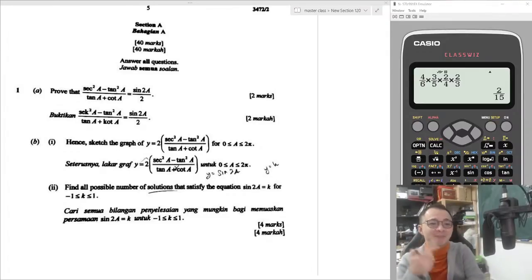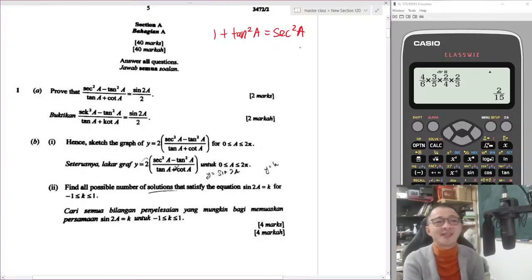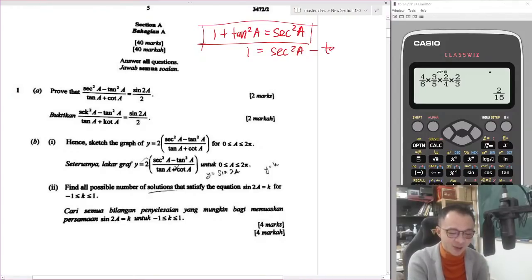Let's begin with the first one. In order to solve it, you need to know one formula: 1 plus tangent square A equals secant square A. This formula is given, even though this paper doesn't provide a formula list for you, so you can check it from your formula list. Right now I can't show you. From here, at least I know 1 equals secant square A minus tangent square A.